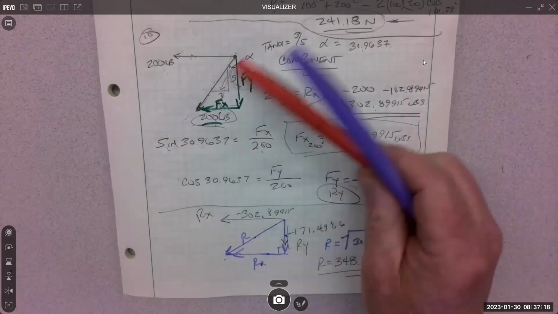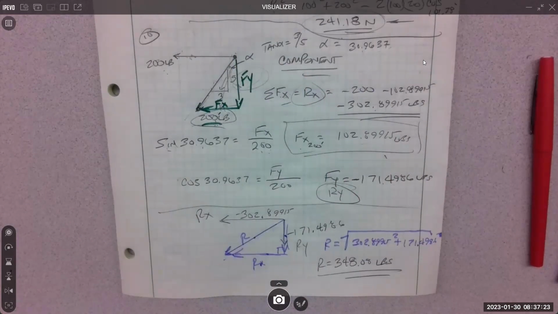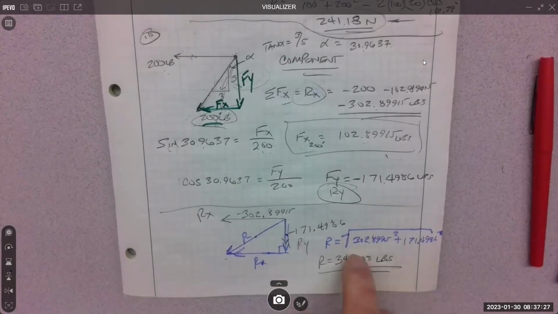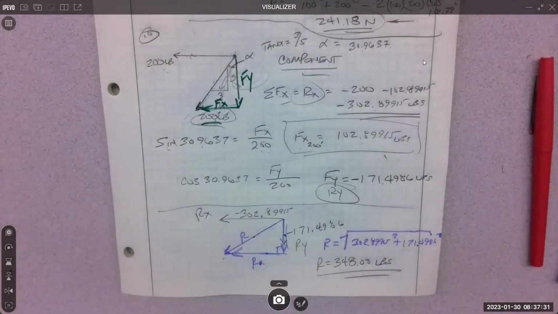I knew it was 200 this way and 200 that way, but I don't know what the combination of that is until I do this. Now I know, oh, 348 is the number I can design with, not 200 and 200, right? That doesn't work. I need the single force.